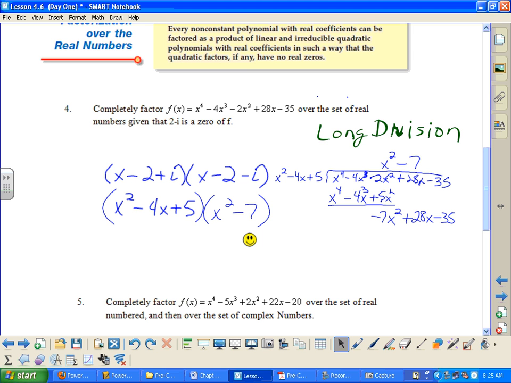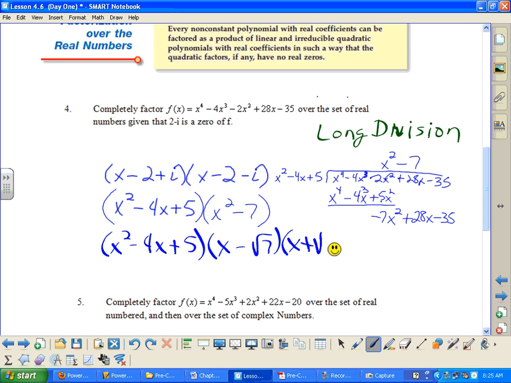Oh, wait a minute, I'm sorry, this is not done. There's one more line here. This is x squared minus 4x plus 5, and then x minus the square root of 7, and x plus the square root of 7. That's the final answer.